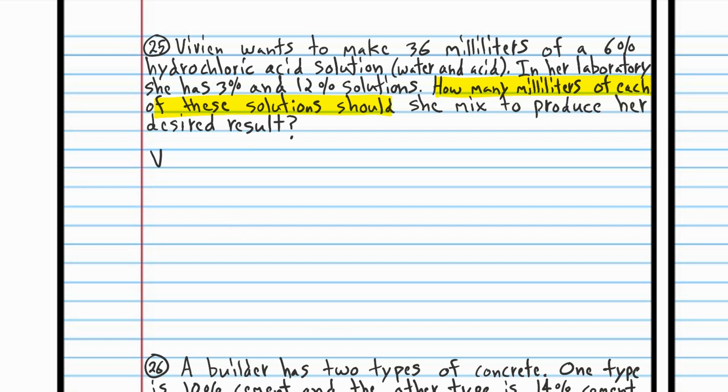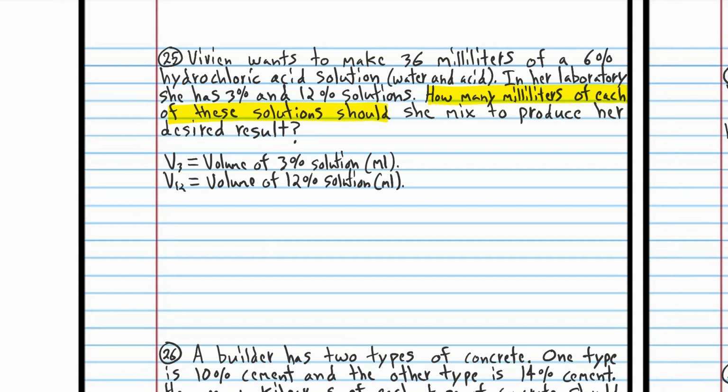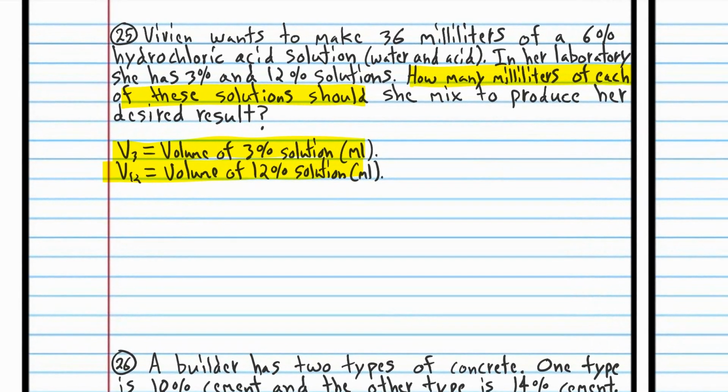So let's say the volume of the 3% solution is V3, and that would be in milliliters. And of course V12, and that, if you don't know, that's just the abbreviation for milliliters. I'm just trying to save room. All right, so we got that part done. So now let's go to the easy equation. Vivian wants to make 36 milliliters. So the volume of the 3% acid solution plus the volume of the 12% acid solution should be 36 milliliters.